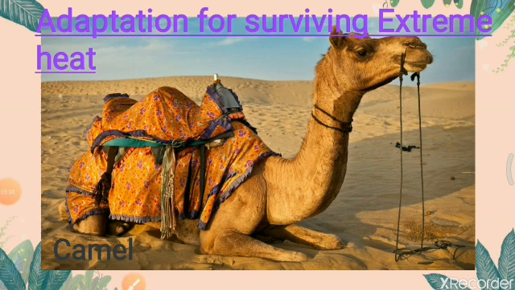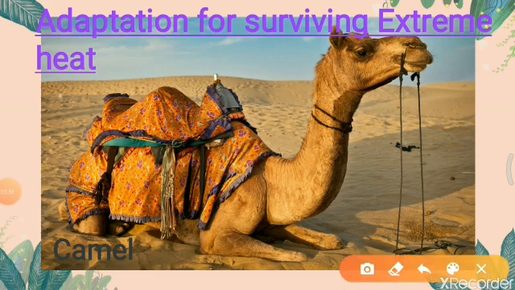Some examples of the animals that live in desert are camel, scorpion, desert tortoise, kangaroo rat, and rattlesnake. Camel is called the ship of the desert. Okay, here are some features of camels which help them to survive in desert areas.